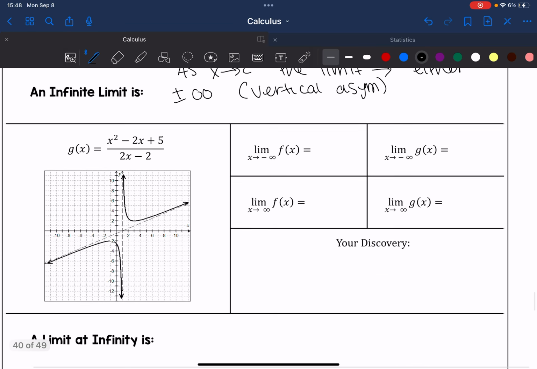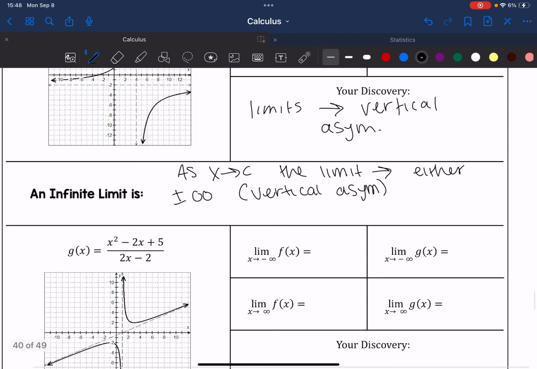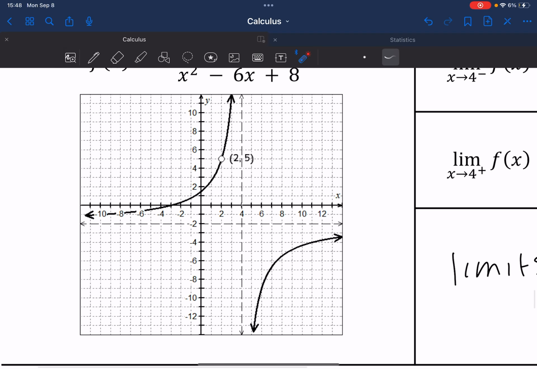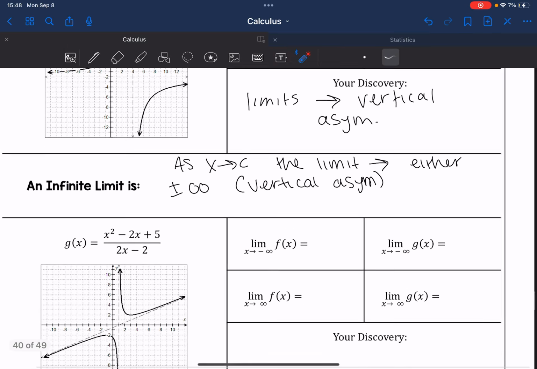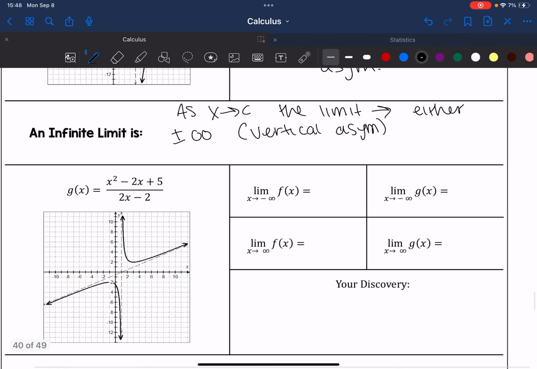This next part wants us to look at the function f of x at negative infinity and positive infinity. So here's f of x. Negative infinity would be on this side and positive infinity would be on this side. As x is approaching negative infinity and as it's approaching positive infinity, notice that there is a horizontal asymptote here. That means that is what it's approaching on either side, the horizontal asymptote at -2.